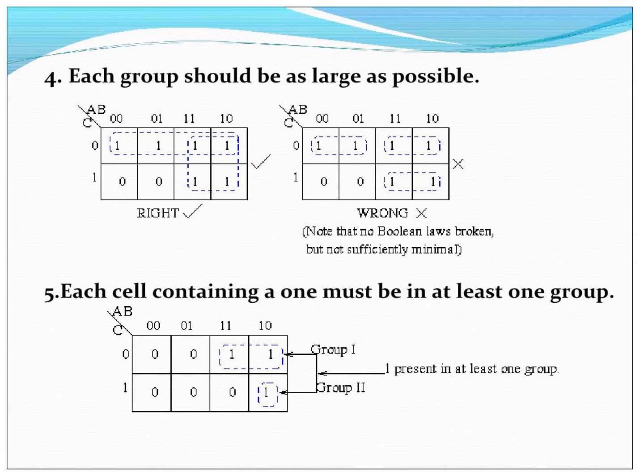Each cell containing a 1 must be in at least one group. The one shown here should be in at least one group. No one should be left alone. They should be either alone or grouped or paired with the adjacent ones.